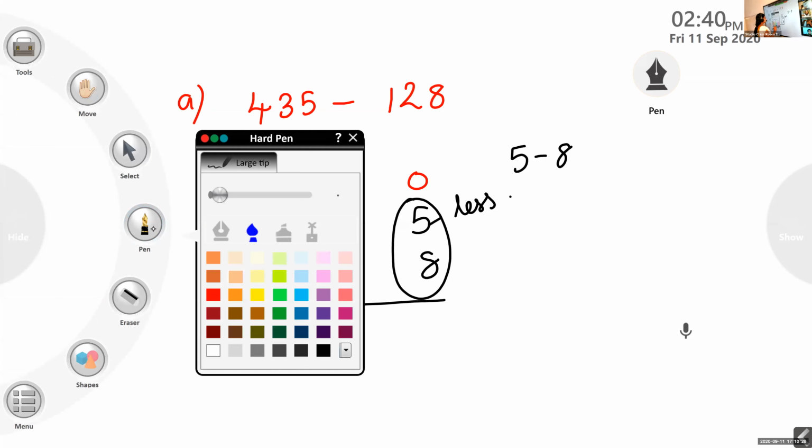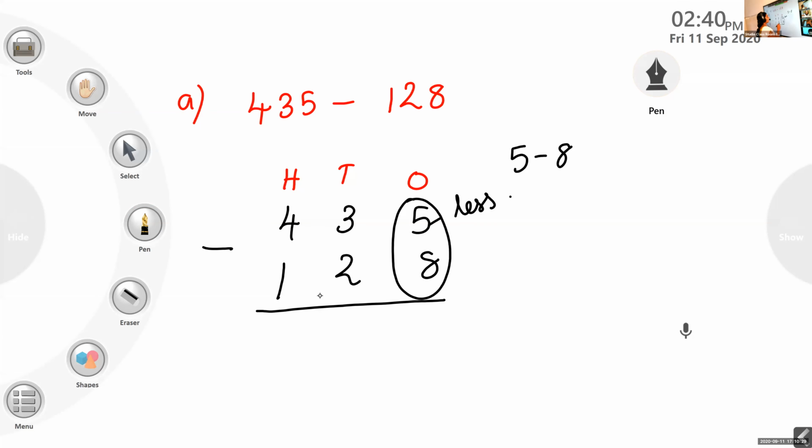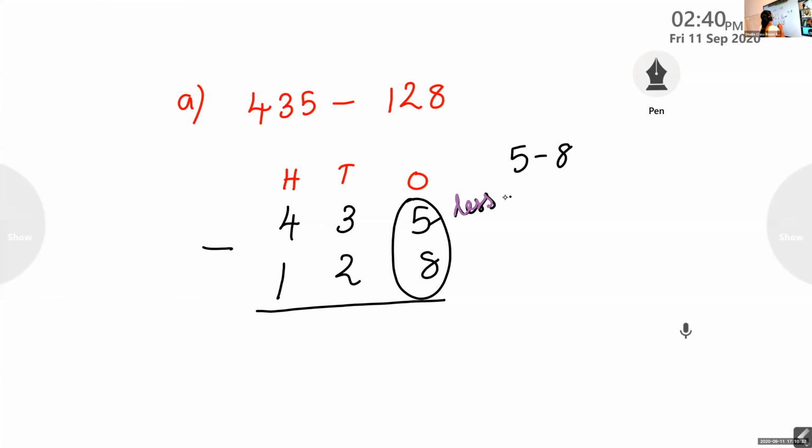In cases like these, we have to do the regrouping, or we have to borrow. Here, from which place should we borrow? From the nearest place. Which is the nearest place? Tens place. Here you can see 3 tens are there. From these 3 tens, we are going to take 1 ten. How much will be remaining? 3 tens minus 1 ten. Here 2 tens will be remaining.